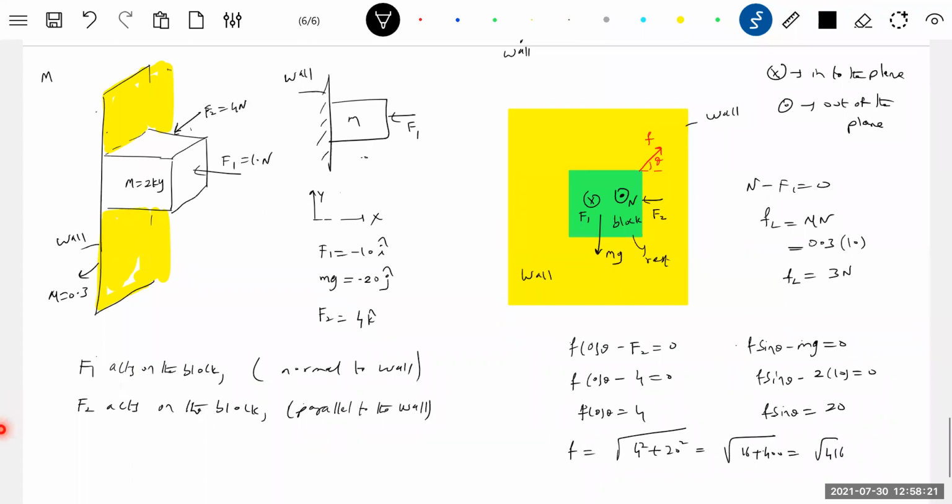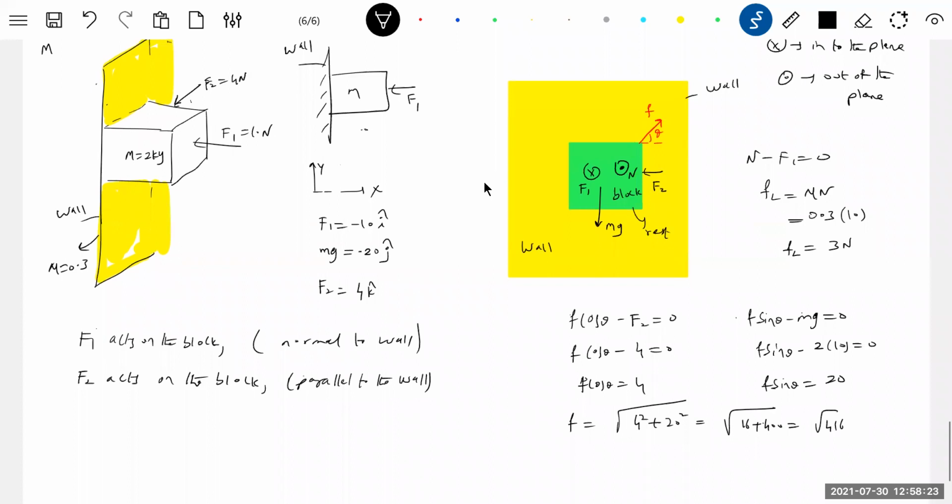F must be greater than 20 Newton. But what is the limiting friction? Just 3 Newton, no? So what do we expect? F greater than FL. So what will happen to the block? Block slides along the wall.